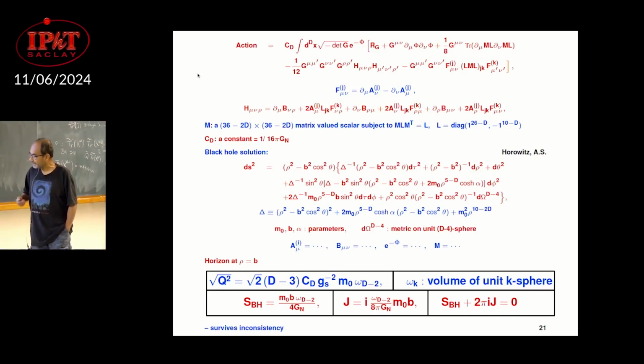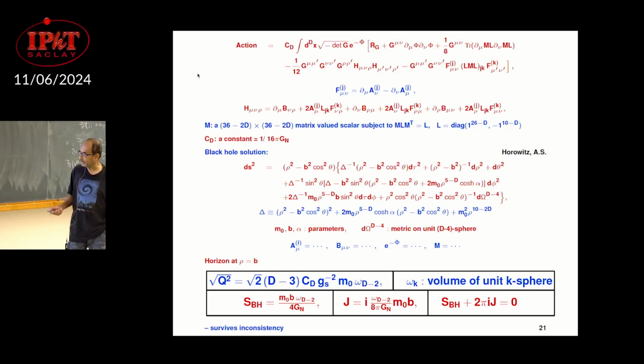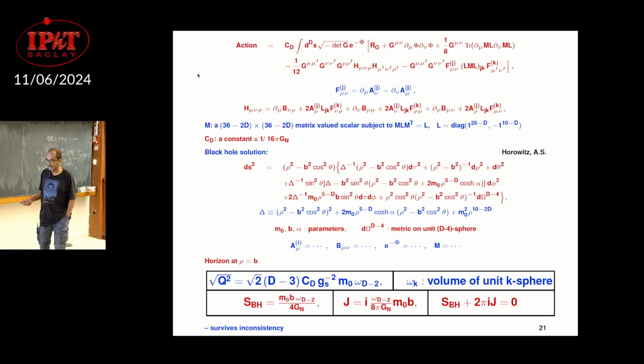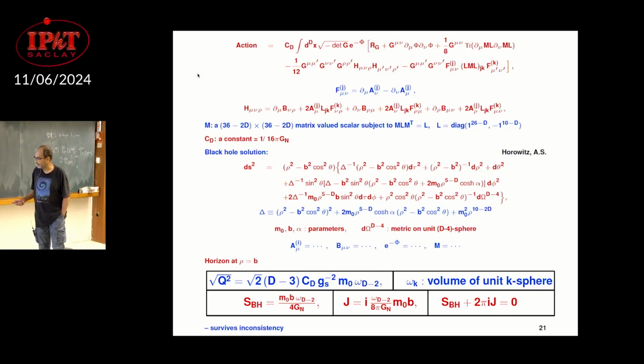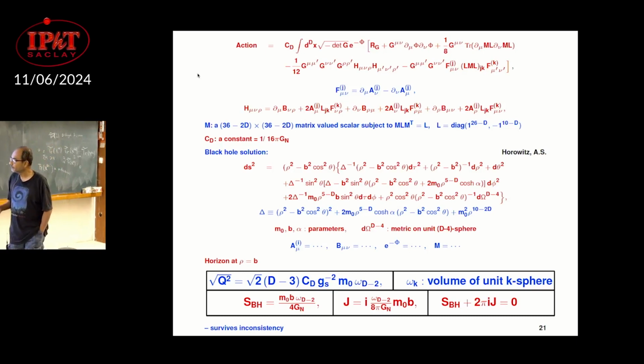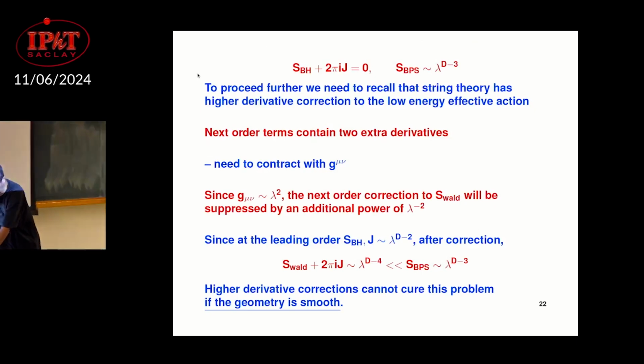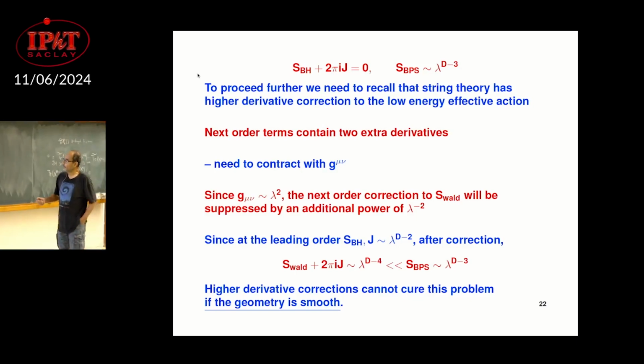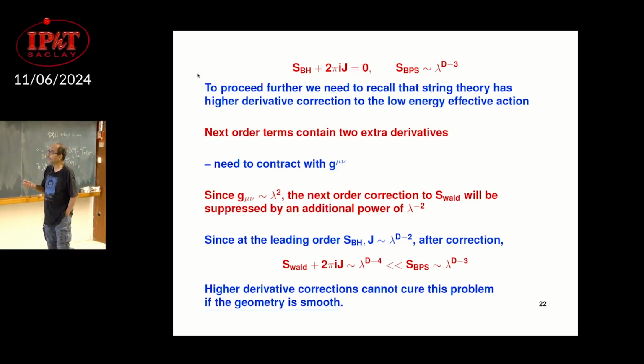Okay, so let's proceed. First we see that we have survived the inconsistency, right? Because if this were non-zero, S plus 2 pi i j would have scaled as lambda to the d minus 2. But we have seen that the expected microscopic result scales as lambda to the d minus 3. So the fact that it is 0 has at least saved us from immediate inconsistency. Here is what we have: S BPS goes as lambda to the d minus 3, and S black hole plus 2 pi i j is 0.